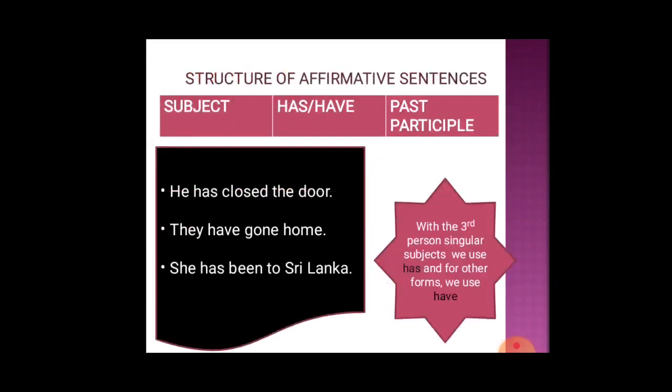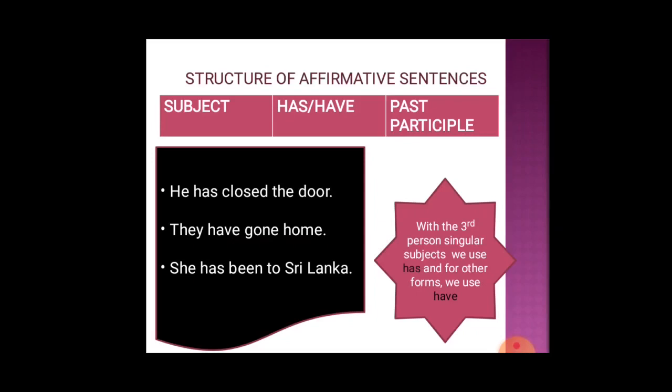Now let's see the structure of the present perfect tense. First we use the subject, any noun or pronoun. Then we use has or have. Then the past participle, that is the third form of the verb. So in the present perfect, and all the perfect tenses, we use the third form, which is called the past participle.